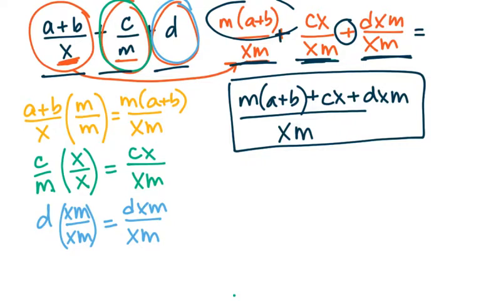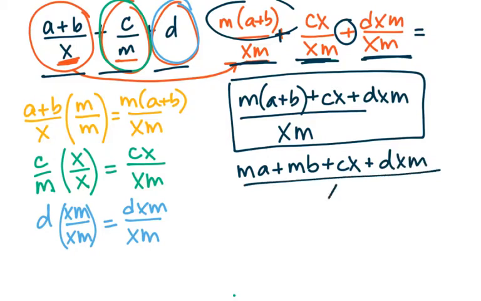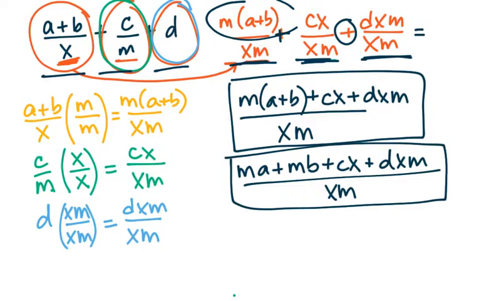Or some teachers might have you distribute that m, so it becomes ma plus mb plus cx plus dxm. I'm just sort of rewriting the rest of it over xm. So either way, you could leave it either way. It's based on your teacher's judgment or your own of how you'd like to leave that answer. And even in the textbook, they left it right here. So hopefully this is a good example.